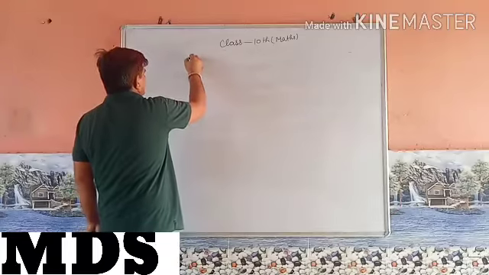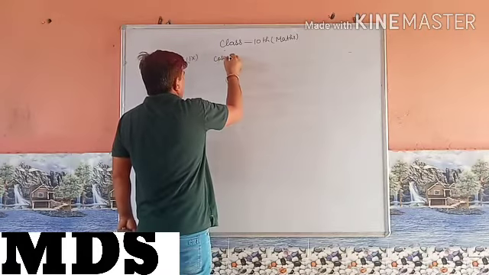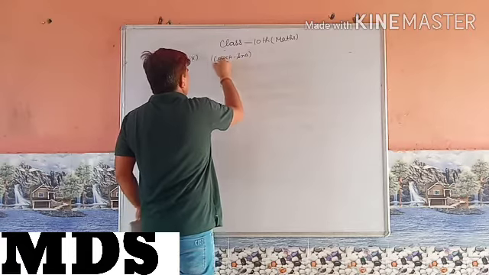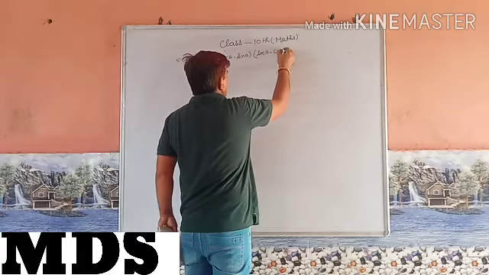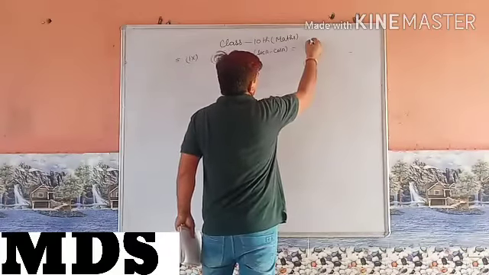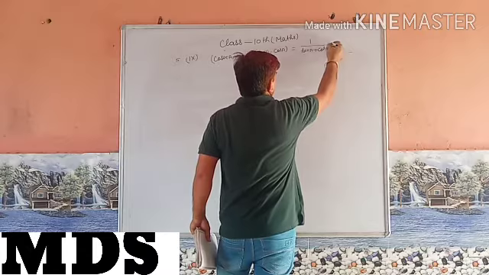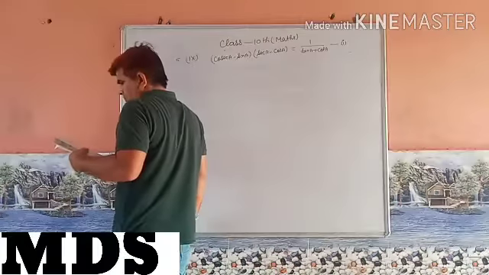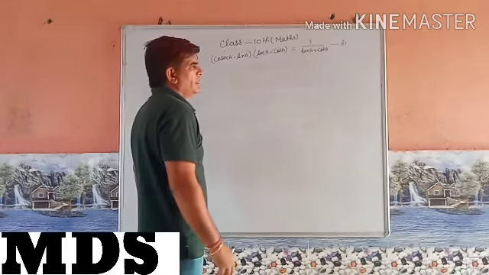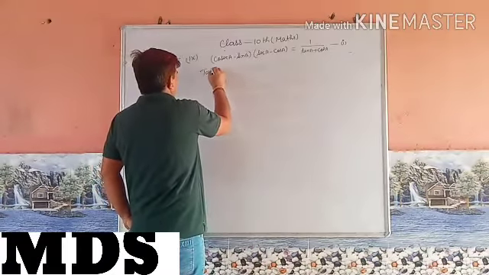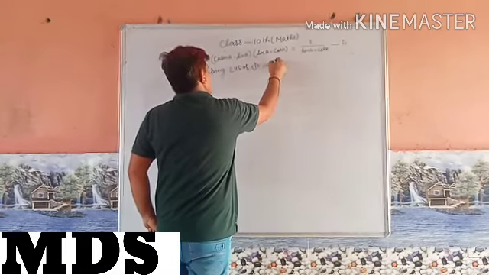Part number 9, question number 5. It's written: (cosecant A minus sine A)(secant A minus cos A) is equal to 1 by (tangent A plus cotangent A). In this hint also, you can take the left hand side and right hand side. So taking LHS of this, what do we get?